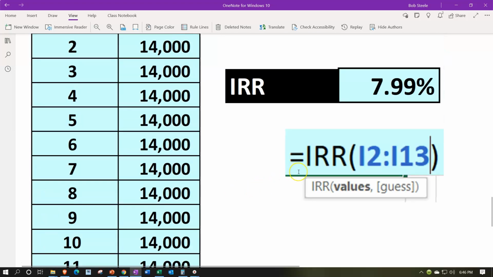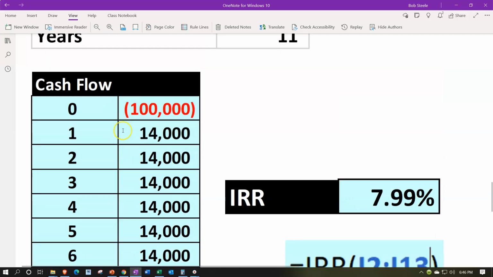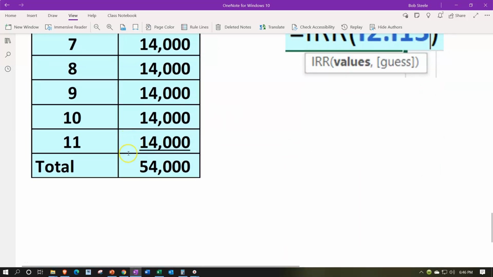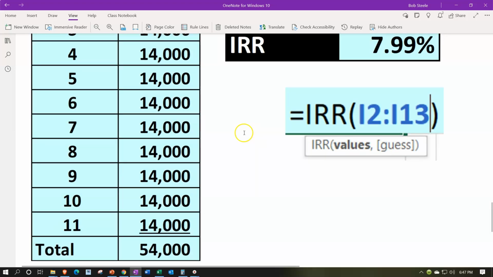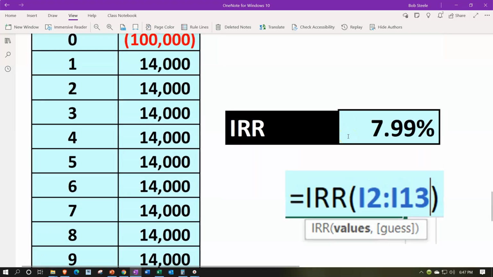And then we just enter equals IRR and then brackets, and it's similar to the sum function. We have a range of cells, which would include the 100,000 down to the last 14,000, not including the total down here. And that would magically give us the 7.99, the internal rate of return, which we can compare to other projects or the required rate of return to see which would be better. The higher, the better for the internal rate of return.